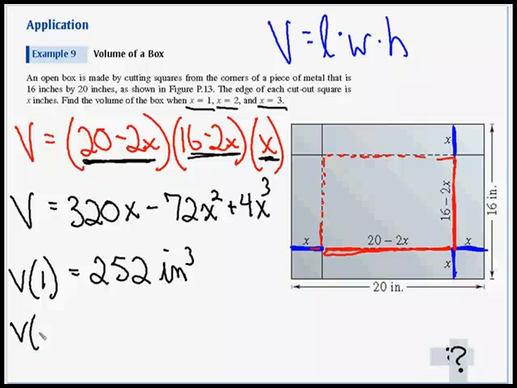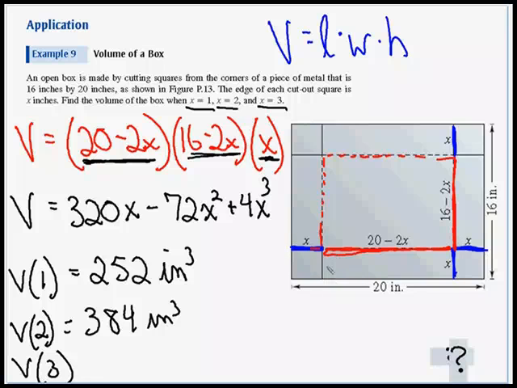We try crunching that number again with a 2 in there. Plug in a 2 for x. That would be a 2 squared. That would be a 2 to the third. We compute the volume, and you'd get 384 inches cubed. So if we cut out a 2-inch square instead and fold those sides up, we get a box containing more volume. And we could also do it for 3.